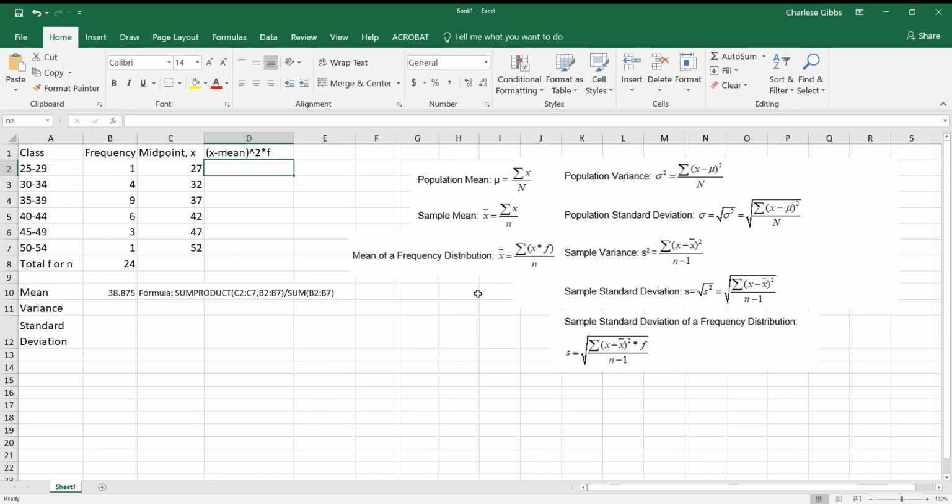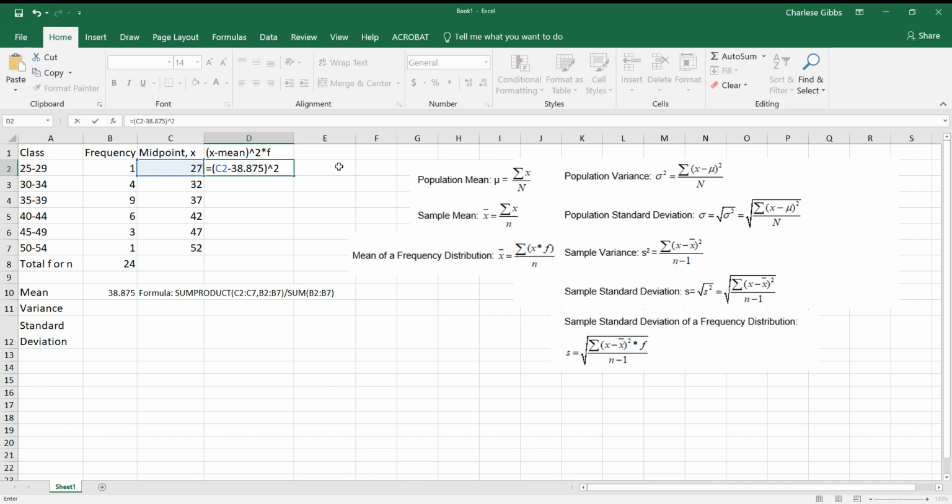Because I can actually find the total, or the sum, of these once I get one of these done. So let's do this step by step. I'm going to hit the equal button. Then I'm going to hit my parentheses, because the formula has parentheses. So parentheses, my x, which is my midpoint, minus my mean. I'm going to put the number in here, and I'll show you why in a minute. So put your actual mean that we got here, put that as a number.